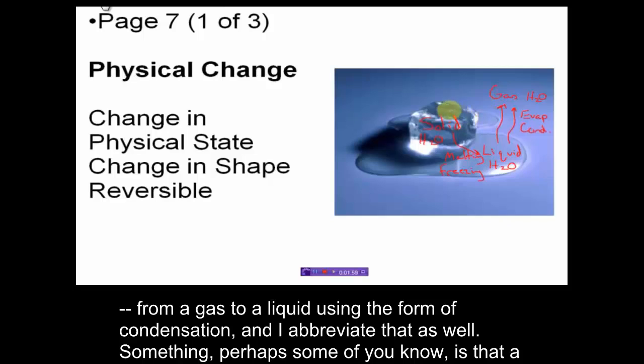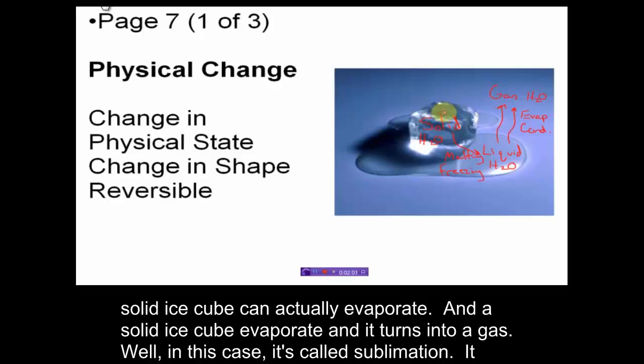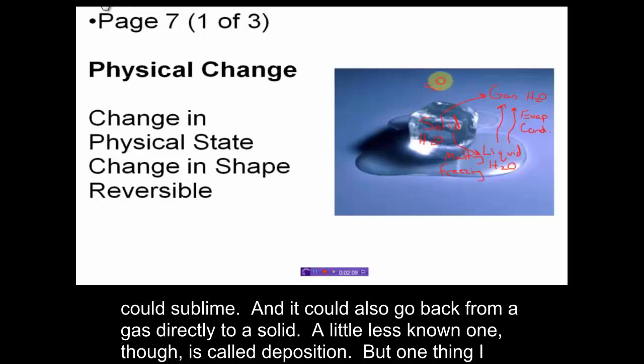Something perhaps some of you know is that a solid ice cube can actually evaporate. And when a solid ice cube evaporates and it turns into a gas, well, in this case, it's called sublimation. It could sublime. And it can also go back from a gas directly to a solid. A little less known one, though, is called deposition.